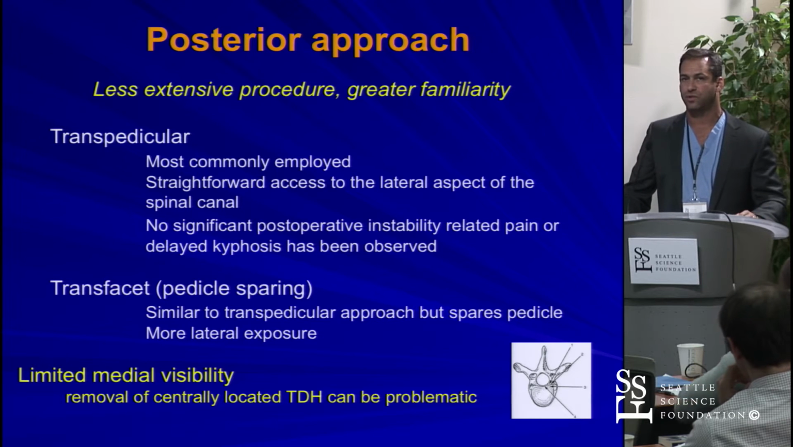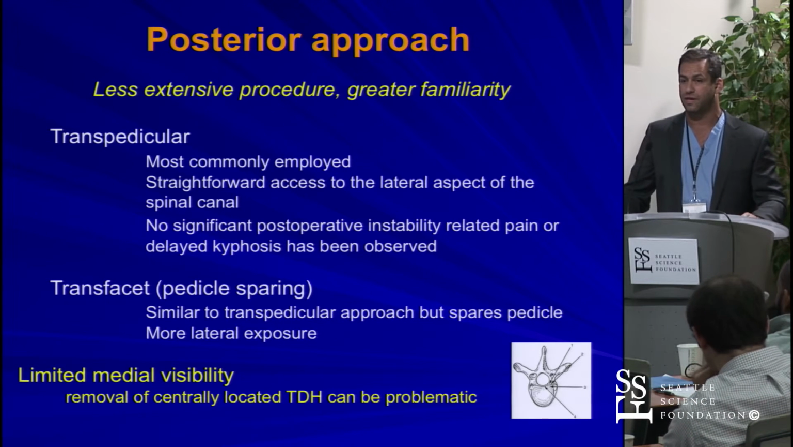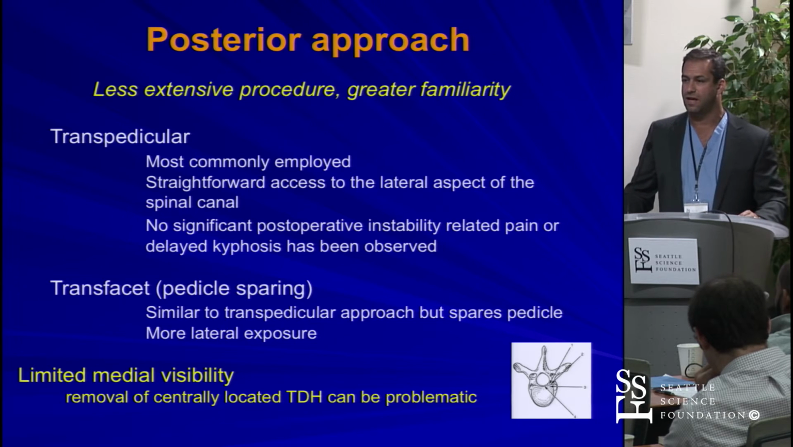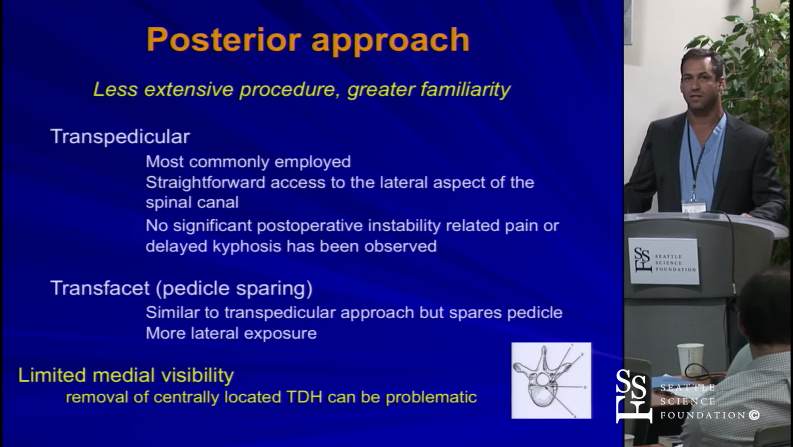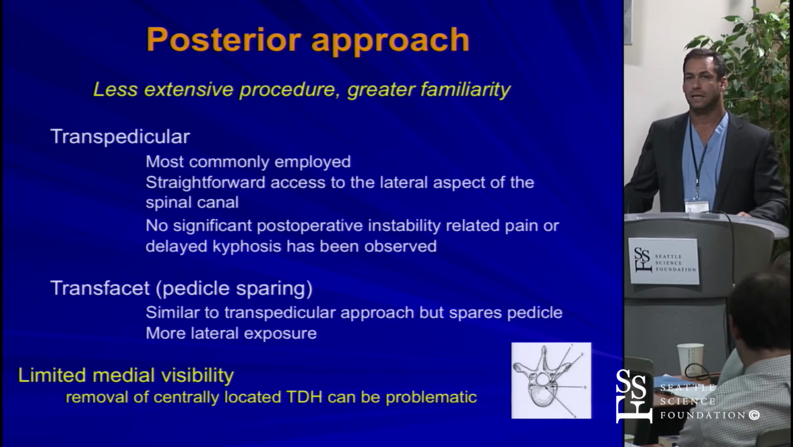It enables straightforward access to the lateral aspect of the spinal canal, and nicely, unless you're doing several levels in continuity, it oftentimes does not create instability. You can take the pedicle in the thoracic spine. You've got these nice stabilizing structures, the ribs that are coming around and helping to provide that stability. So if you take the pedicle in the thoracic spine, it doesn't mean you actually have to perform any supplementary instrumentation. And then the transfacet, which is pedicle sparing, going slightly more lateral.